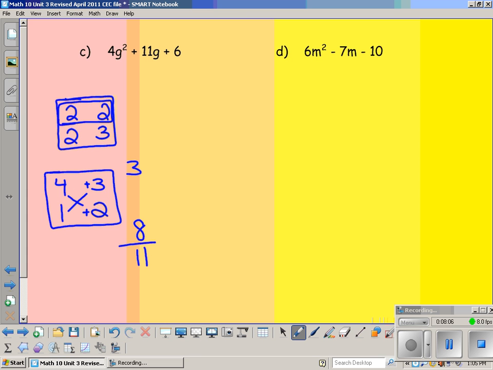Both of these are positives. We are dealing with g's. 4g plus 3, that comes from within the box, and g plus 2. Again, the second row of the box.